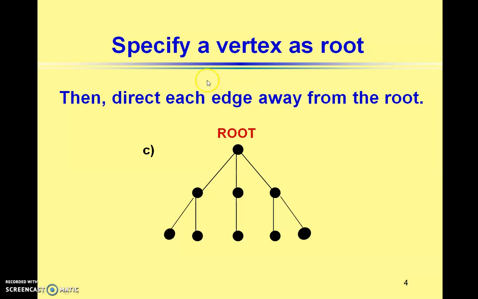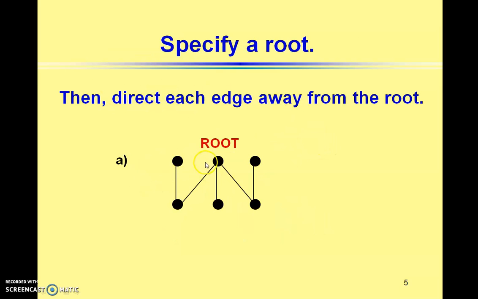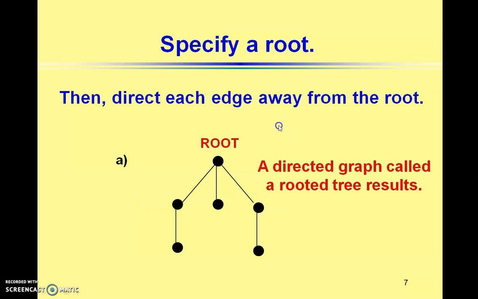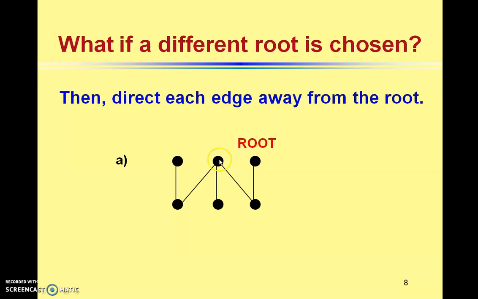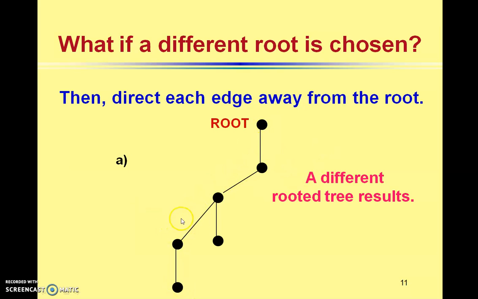Specify a vertex as a root. So here's the root. If we call that the root, then everything else one level down gets moved down away from that. If we tried to do that to letter A, if you call this middle one the root, then we've got to put these down. It's called a rooted tree. If you call something else the root, though, you have to also put those down. But it's of course got to be levels here. A different rooted tree because you picked a different root.